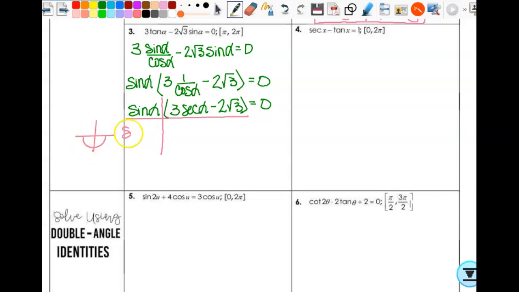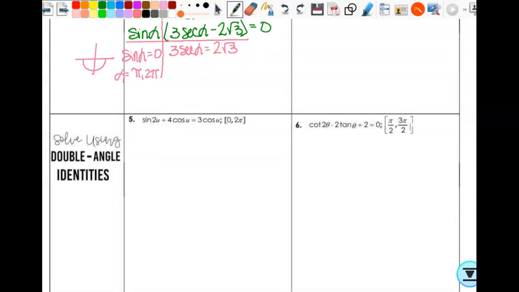So I've got sine of alpha equals 0. So between pi and 2 pi, when does sine equal 0? Pi and 2 pi. Okay, and then this gives me 3 secant alpha equals 2 square roots of 3. So that means that secant alpha is equal to 2 square root of 3 over 3.